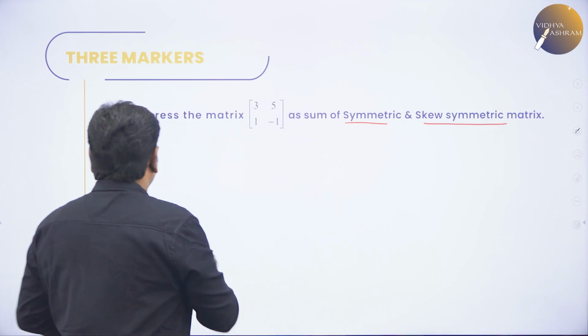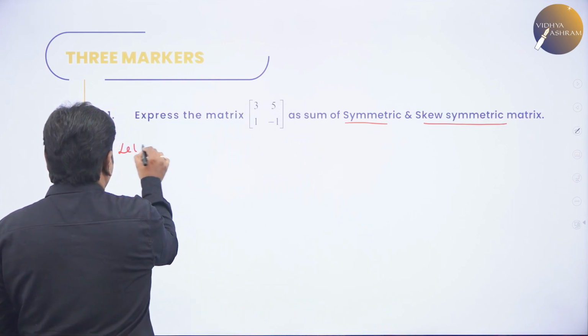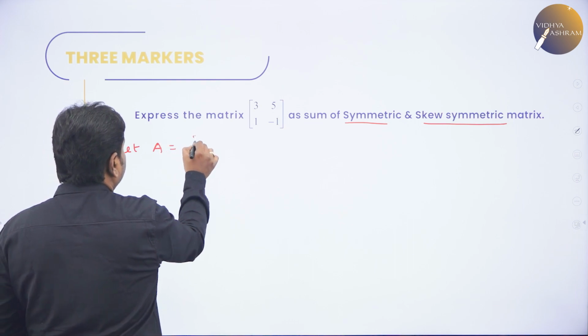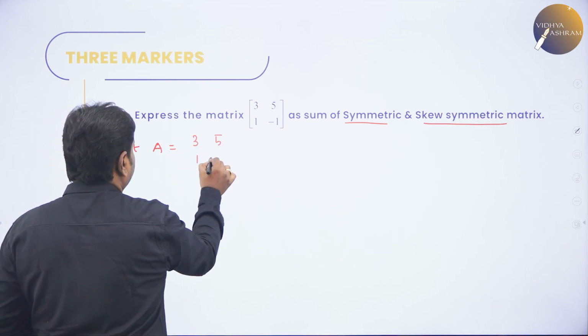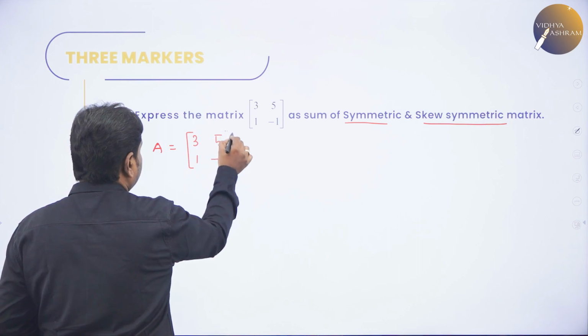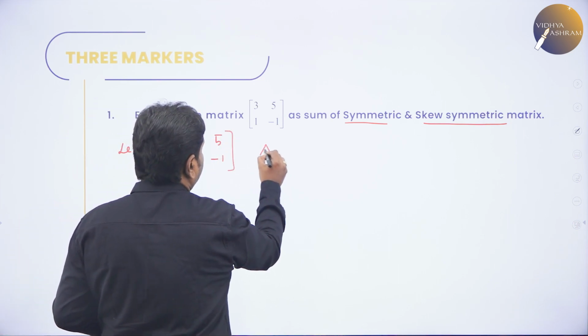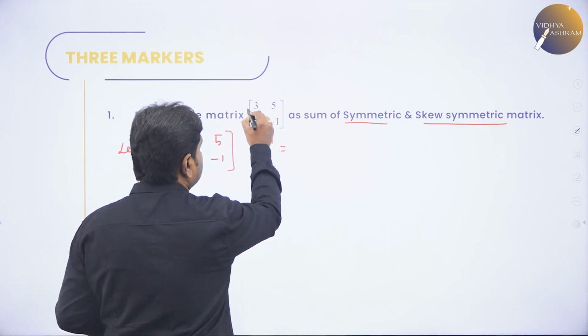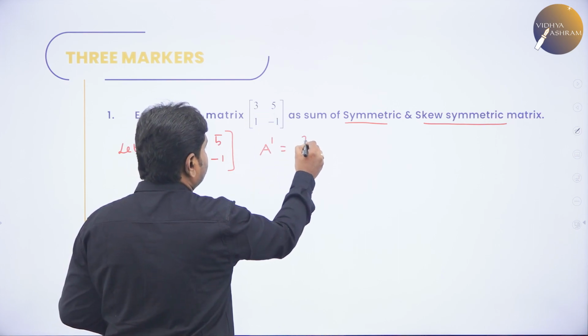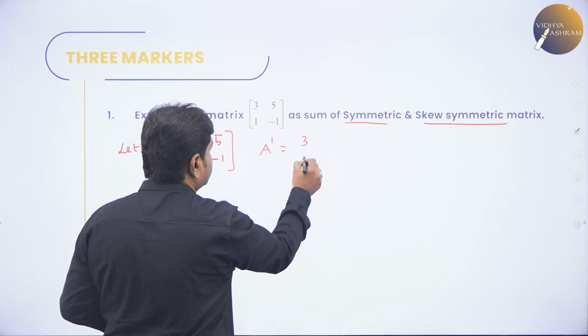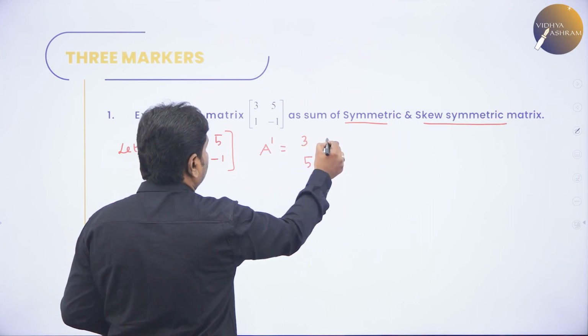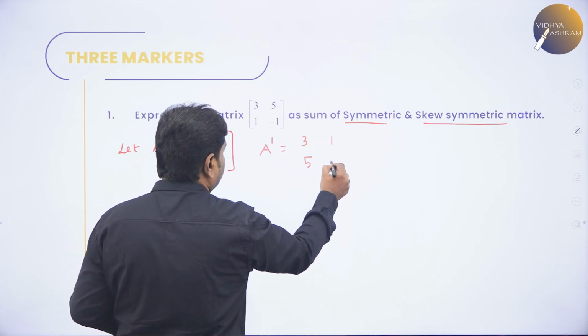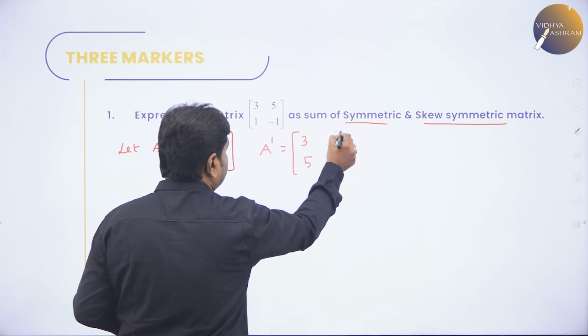So first let us assume the given matrix. Let A be the matrix with rows 3, 5 and 1, minus 1. This is the given matrix. And find A dash. What is meant by A dash? Transpose. What is transpose? Change the row to column. First row becomes first column. What is first row? 3, 5. Make it as first column. Second row 1, minus 1. Make it as second column. Now this is A dash or A transpose.